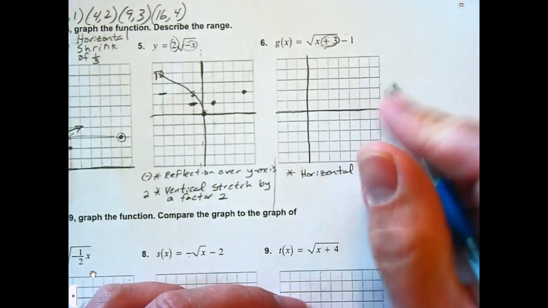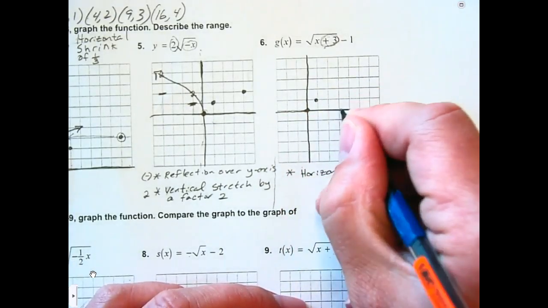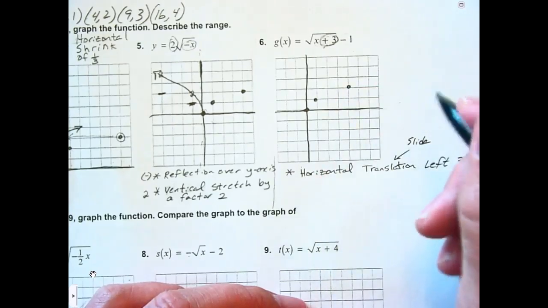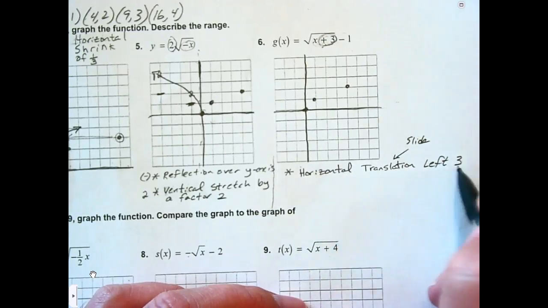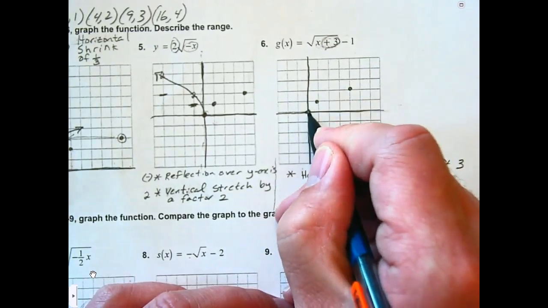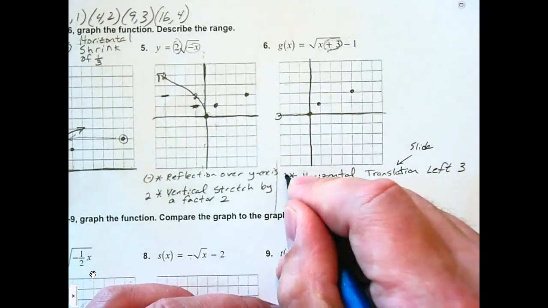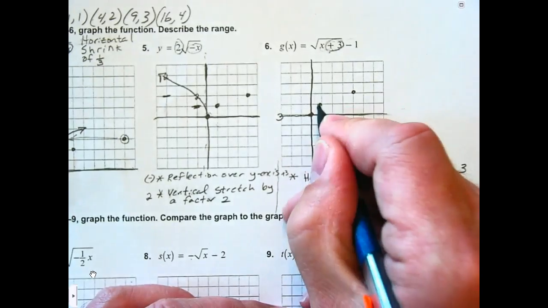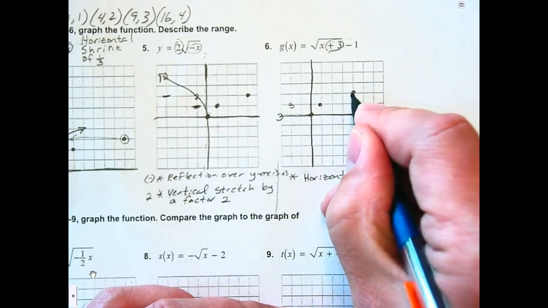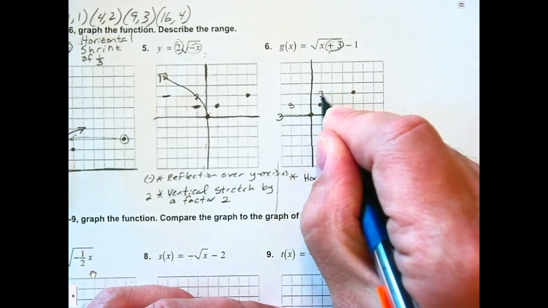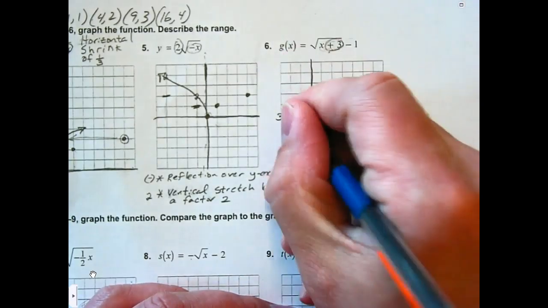Now, in order to do that, we better have our original points first. Remember our original points, 0, 0, 1, 1, 4, 2. You should get sick of these points. And then from there, horizontal translation, left 3. This goes 1, 2, 3. This goes 1, 2, 3. This goes 1, 2, 3. My points are now where the 3's are after we do that part of our graph.